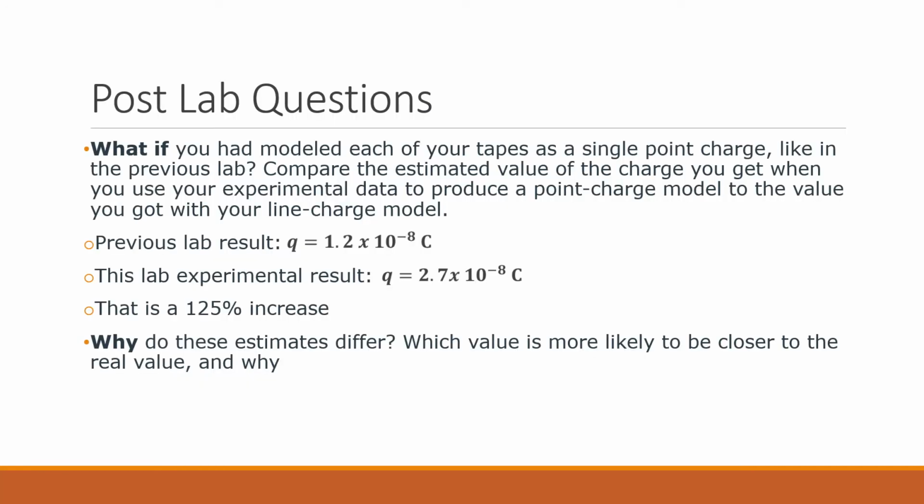To recall, from Lab 1 we had Q equal to 1.2 times 10 to the negative 8 coulombs. From this lab, I got 2.7 times 10 to the negative 8 coulombs for Q, which is a 125% increase, which is pretty significant. And why do these estimates differ?